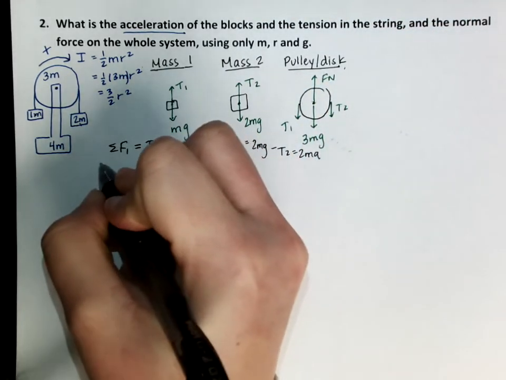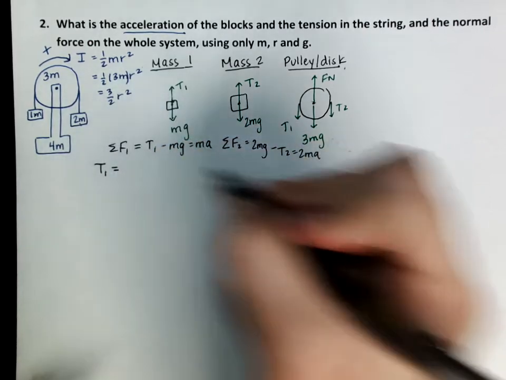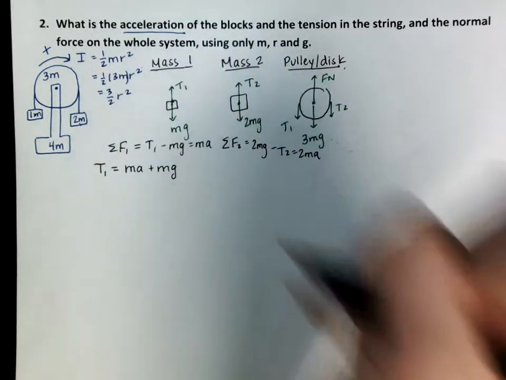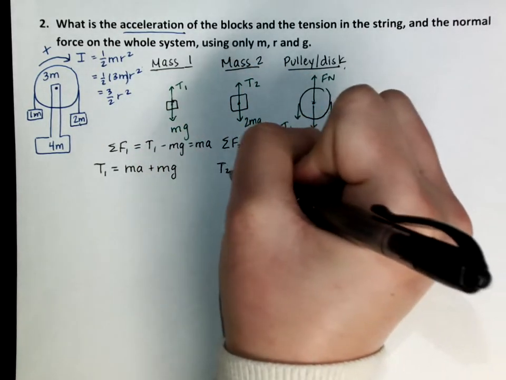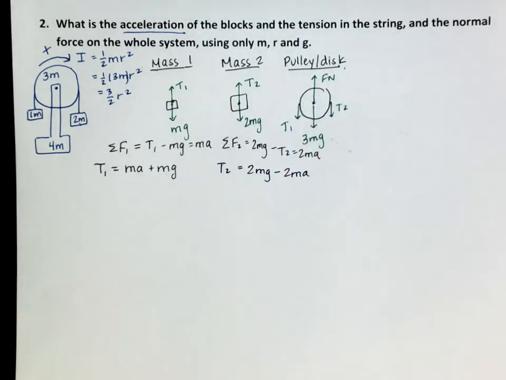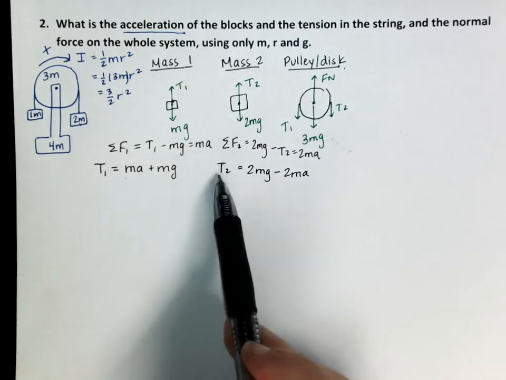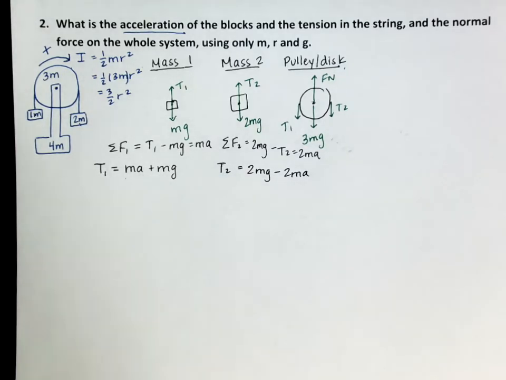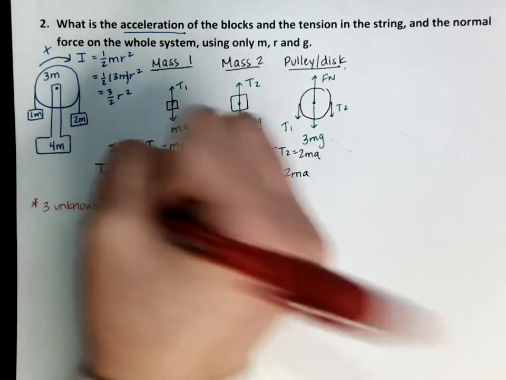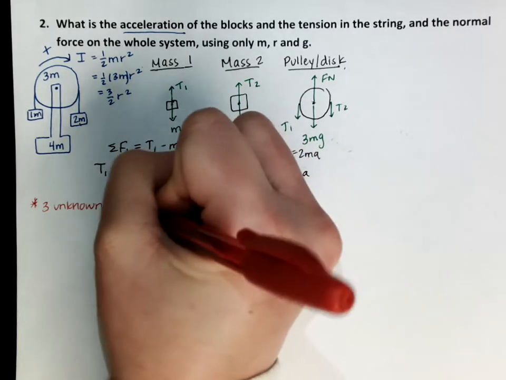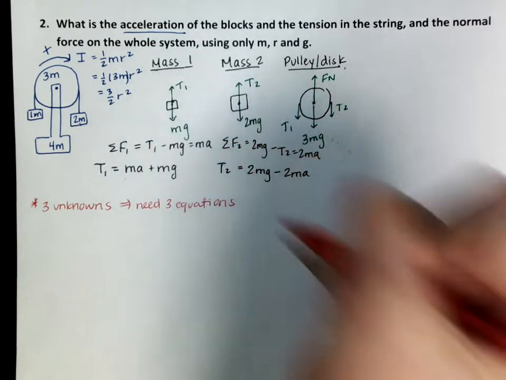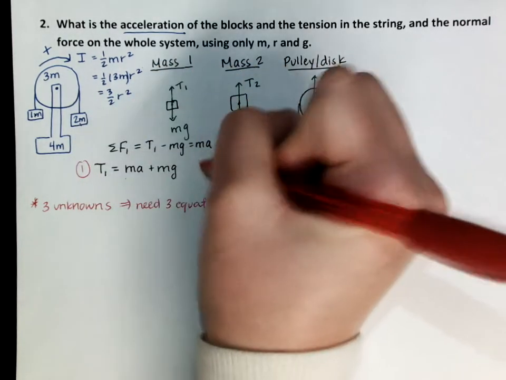Let's go ahead and solve for tension in each of these equations. T1 will equal ma plus mg. And T2 is going to equal 2mg minus 2ma. So you'll notice that we have these two equations, but we have three unknowns, which means we need three equations. We have two equations so far. This is our first equation, here's our second equation.